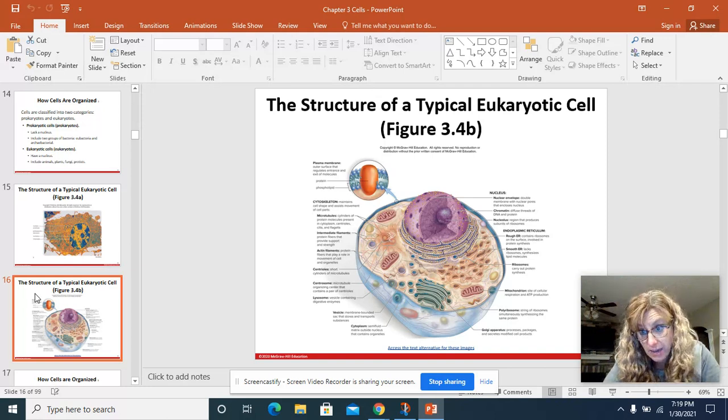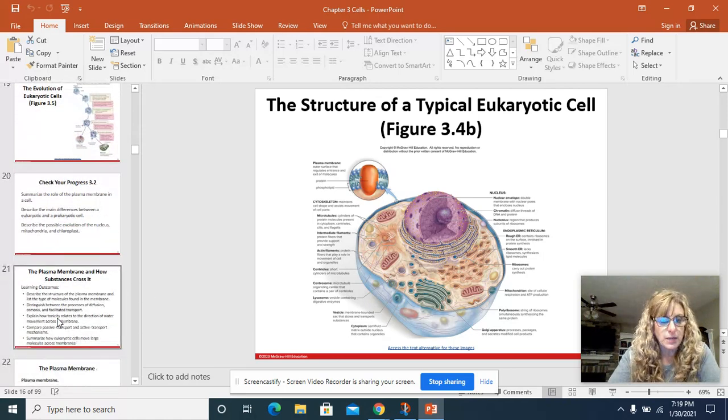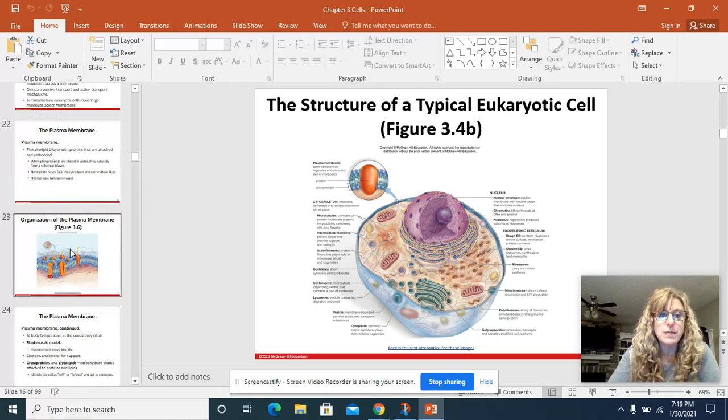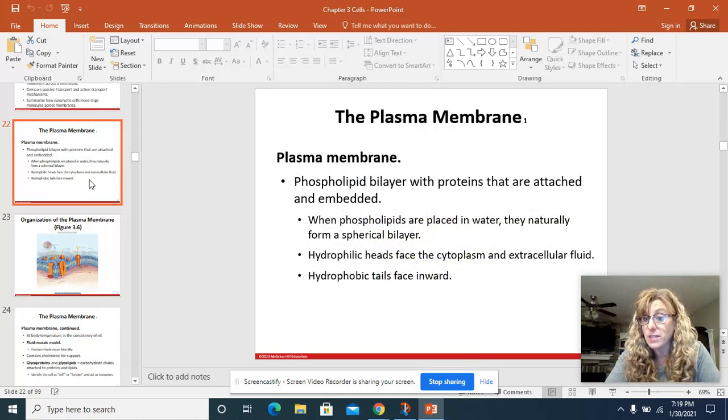It can cause lots of havoc in our bodies and also help us a lot. We have a lot of bacteria that live in and on us, and it helps us be functioning. We'll talk about cell parts later, but today we're going to primarily talk about the plasma membrane and how things move in and out of cells.